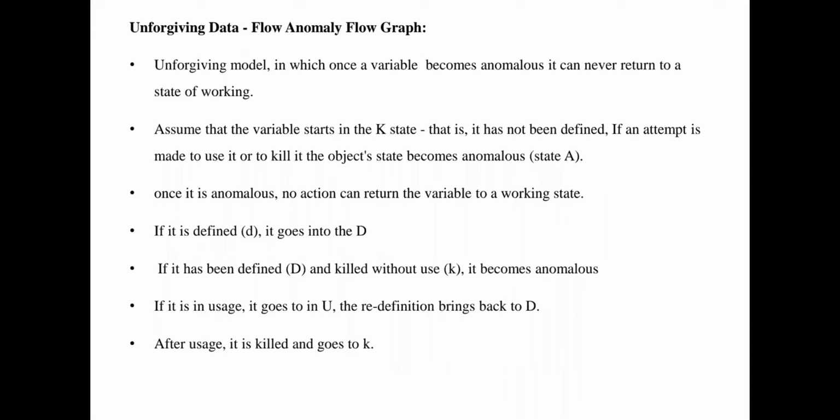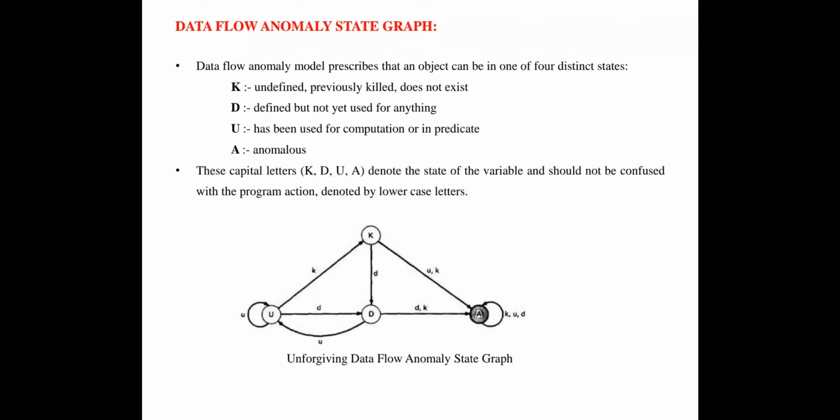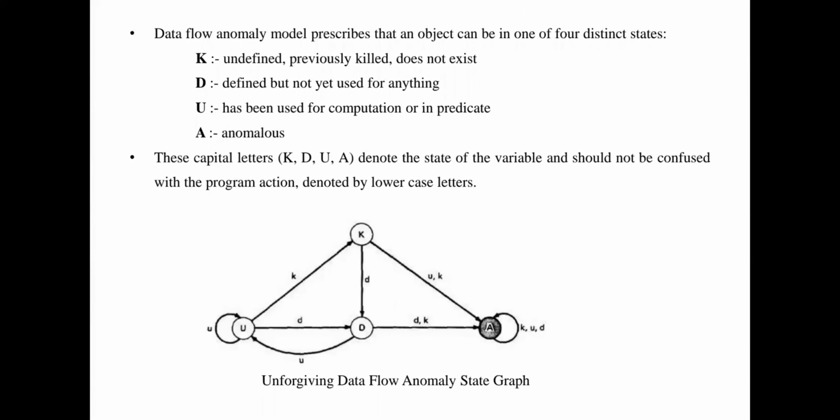That is called unforgiving data. Okay. So assume, according to the diagram, that the variable starts in the K state. That is, it has not been defined. So initially, the state graph starts from the K state. That means no object has been defined.